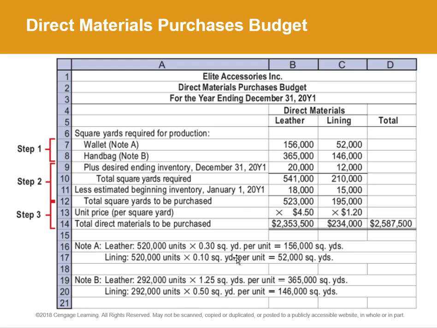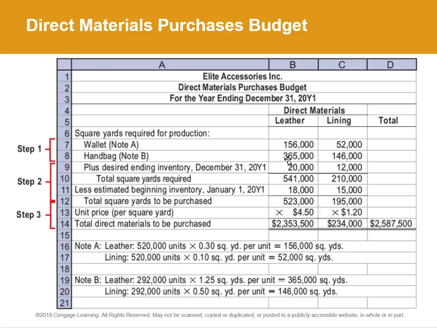520,000 units times 0.3 square yards is 156,000. We'll do some problems on this too, okay? So you'll have a much better idea once we do problems. And then for lining, it's 520,000 units times 0.10 yards, so that is 52,000 yards.